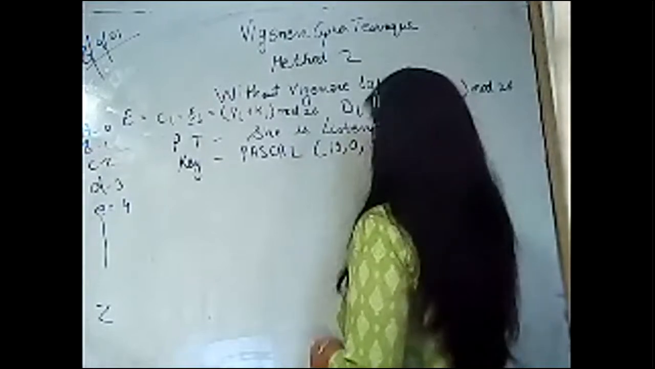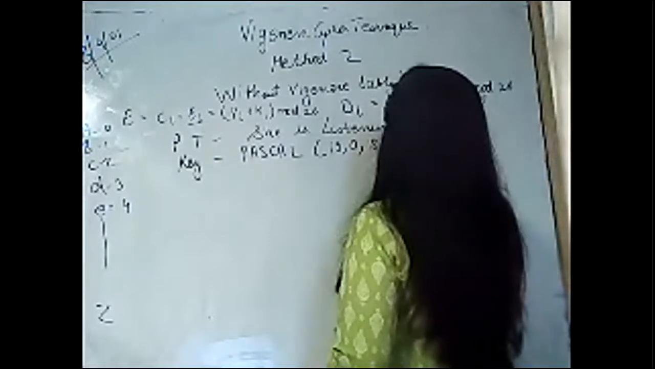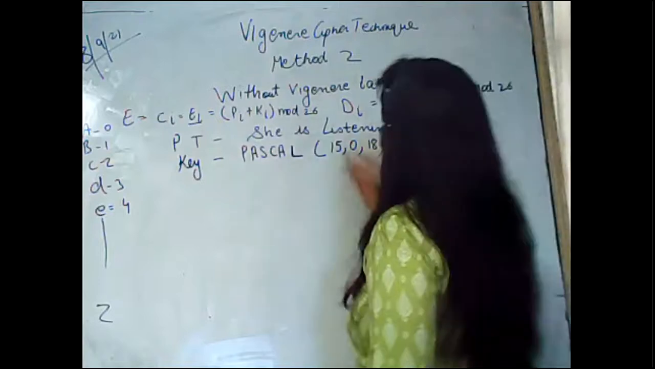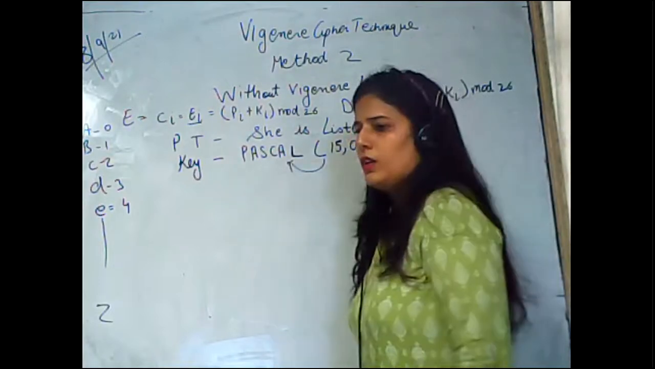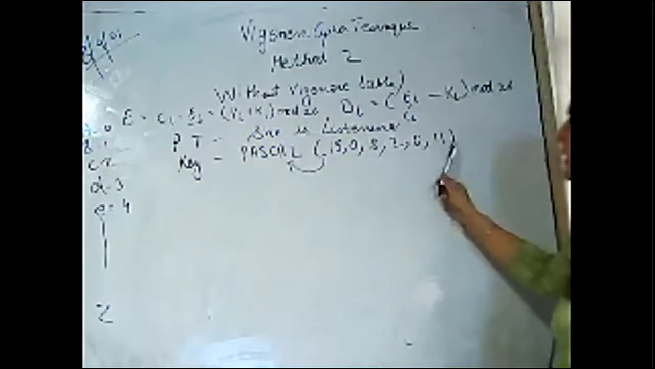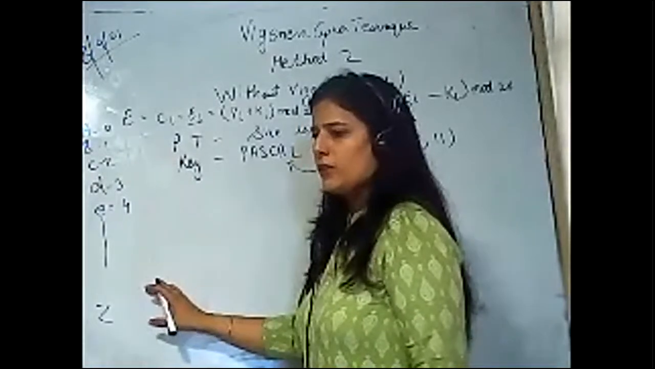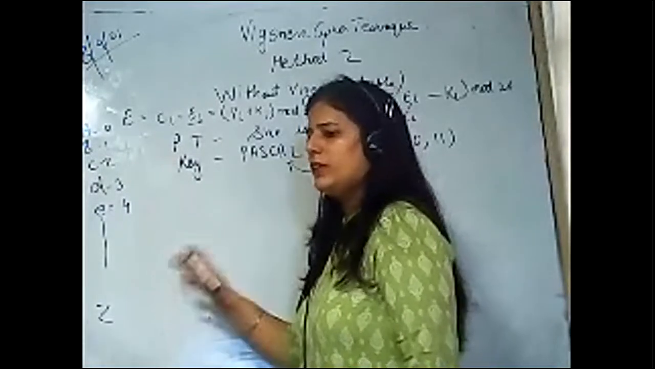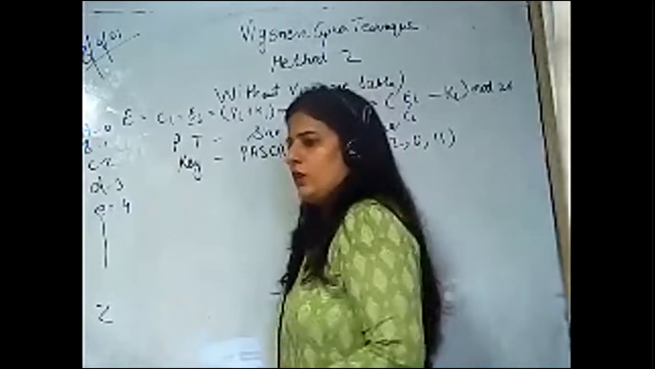Okay, and next is 2, 0, and again 11. So these are the key stream values that we have used for this particular key path. That is 15, 0, 18, 2, 0, 11. Where have we got these values from? As you know, we can start with the letter A, and we have allocated the 0 value to it. So this is how we have used the key string here.